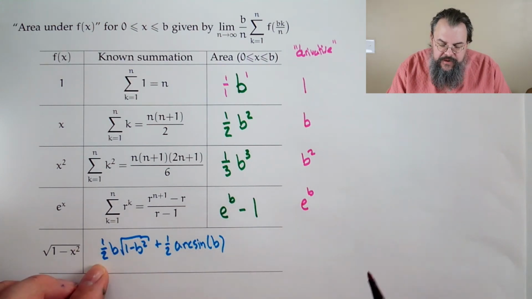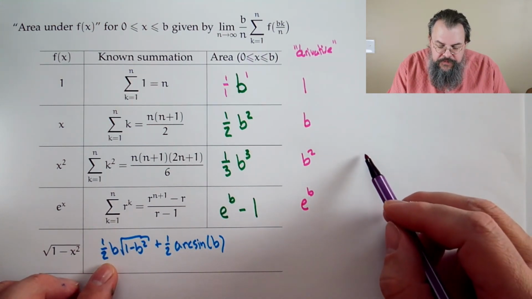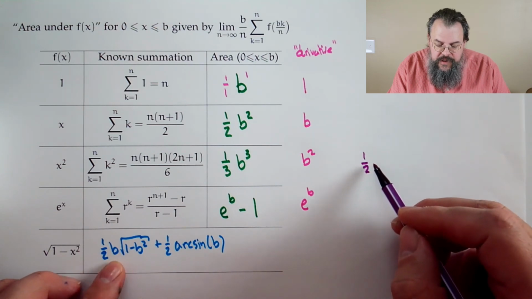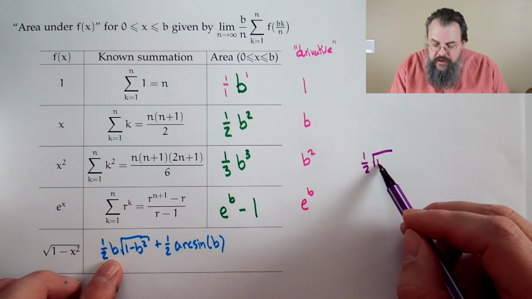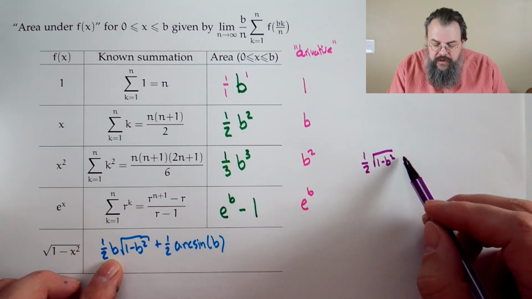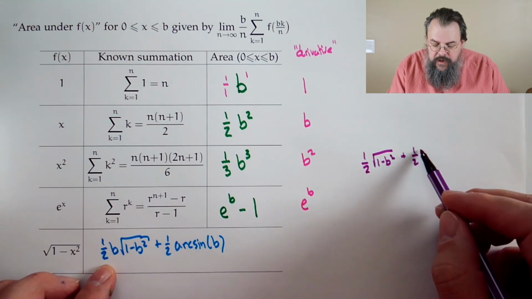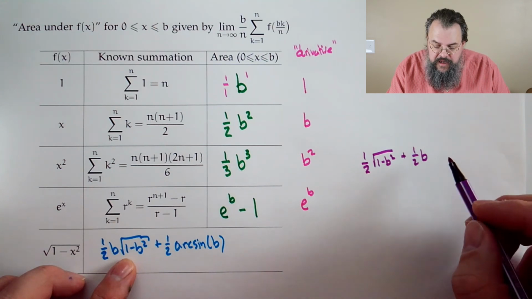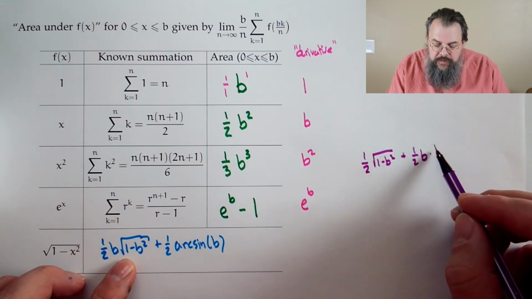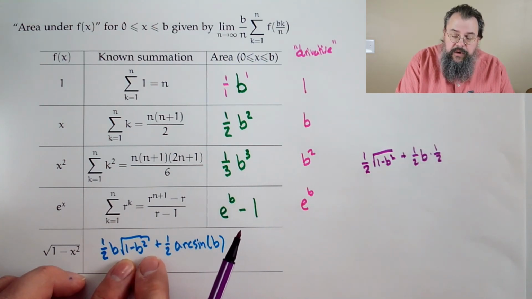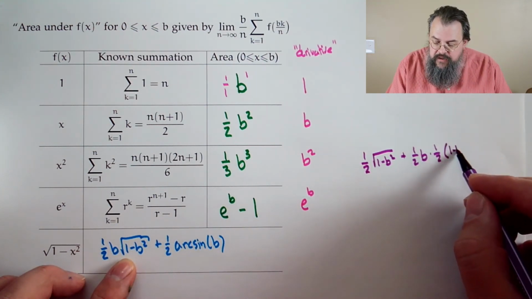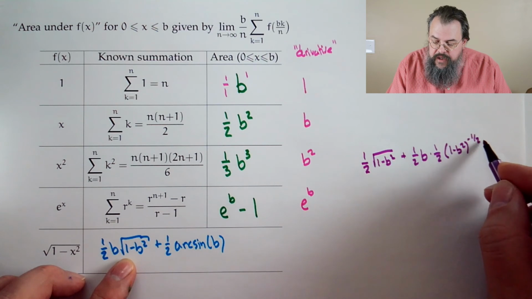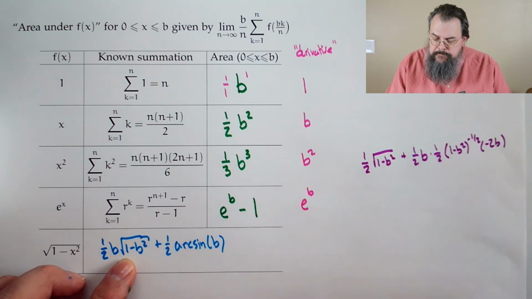Okay, so let's do it carefully. Product rule. So derivative of the first, that's 1/2, and then times the second, square root of 1 minus b squared, plus the first, 1/2 b, times the derivative of the second. Well, think of this as 1 minus b squared to the 1/2 power. So the 1/2, then would be 1 minus b squared to the minus 1/2, then times minus 2b.